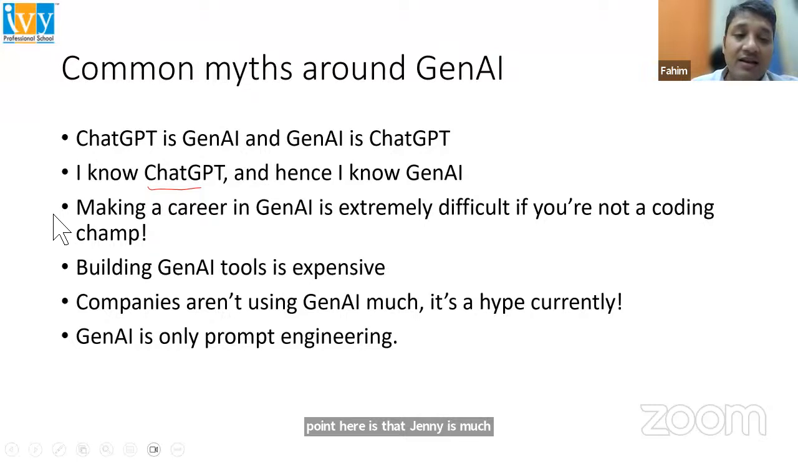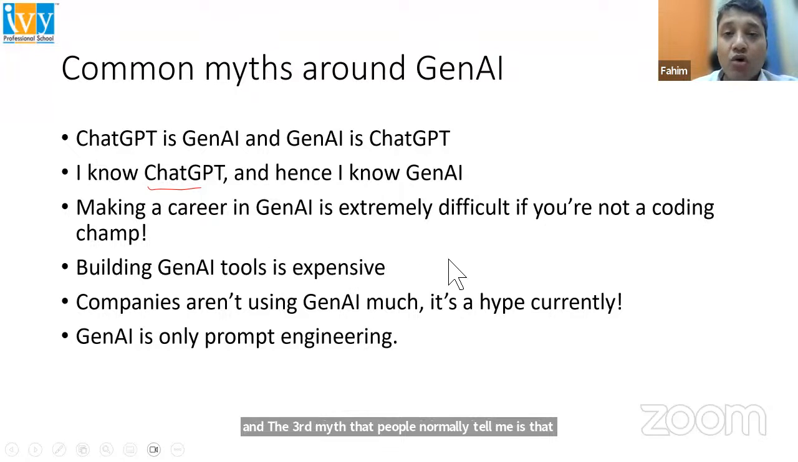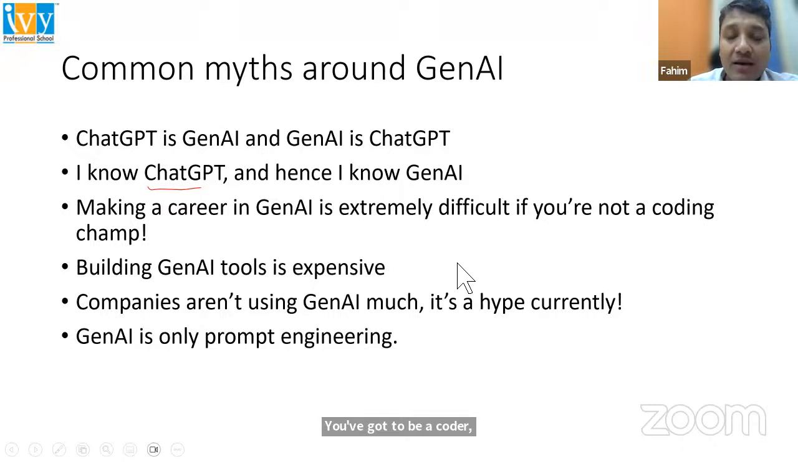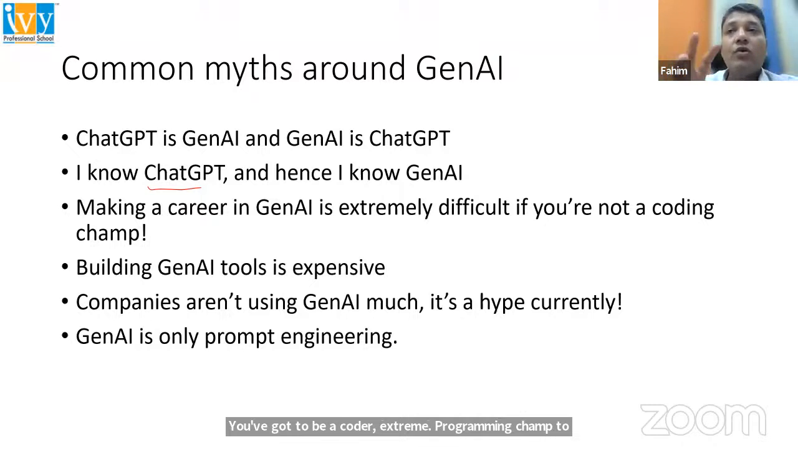And the third myth that people normally tell me is that making a career in GenAI is very difficult. You've got to be a coder, an extreme programming champ to make a career in GenAI. That's not the case. Yes, if you have been a coder, if you understand computer science very well, if you have a very strong understanding of how deep learning algorithms work, how NLP works, you can actually make a private LLM as well.